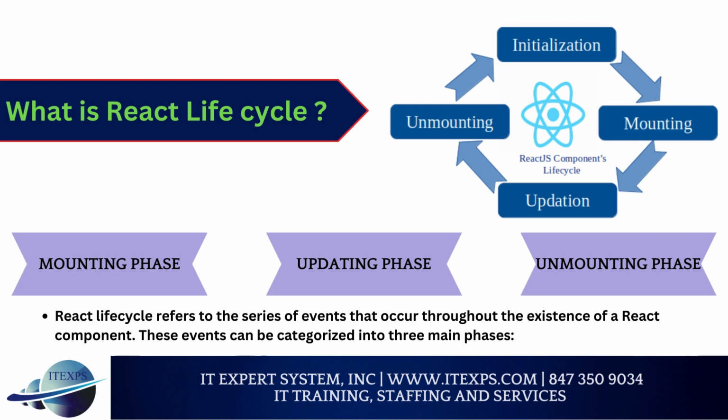Get snapshot before update. This method is called right before the changes from the virtual DOM are to be reflected in the actual DOM. It allows the component to capture some information from the DOM before it is potentially changed. Component did update. This method is called after the component is re-rendered. It is often used for performing side effects, such as making AJAX requests based on the updated state.